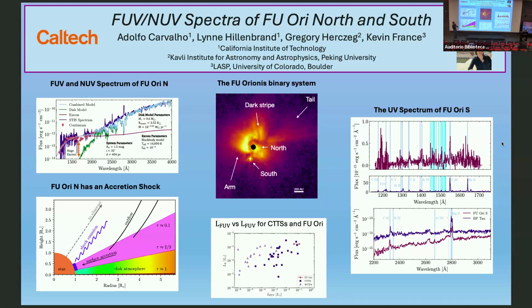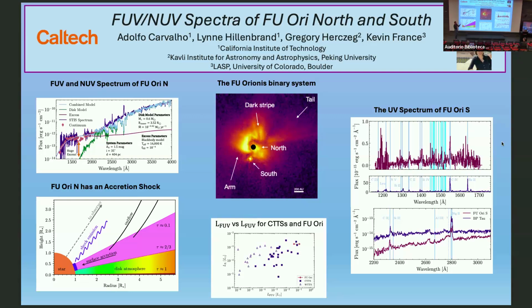And on the right, I'm showing the UV spectrum of FU-ORI south, which is the primary of the system. It's buried behind some amount of material that surrounds FU-ORI north, so we don't really understand the extinction law to it. What we do find is that the FUV and NUV spectra are consistent with those of BP Tau, which is a similar spectral type CTTS. So qualitatively, you can identify a bunch of lines that look about the same.